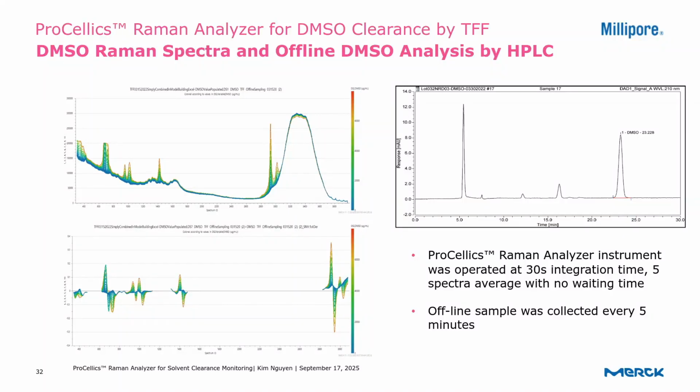Our ProSelect Raman also has a very strong embedded statistical software. With this software, you can do partial least squares analysis. From this, you can build a model and use the model to predict values in real time. But for this experiment, our integration time is 30 seconds, 5 spectral averages. We also collect an offline sample every 5 minutes, and then we ran these samples using our platform method, which allows us to quantify the amount of DMSO.